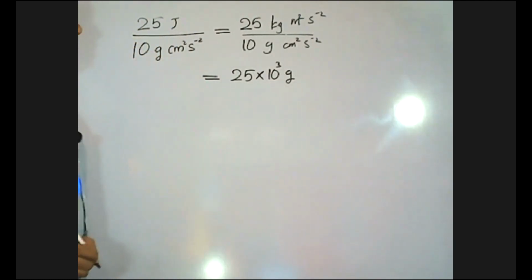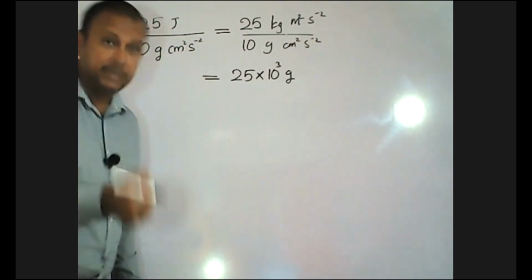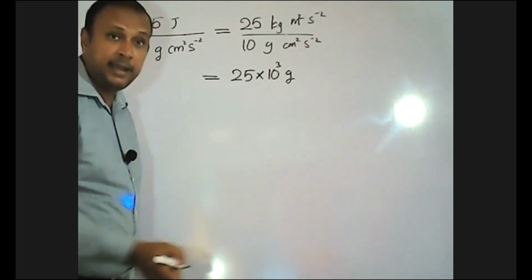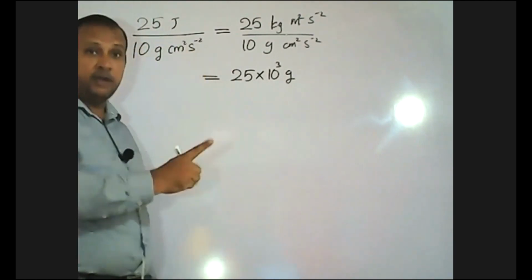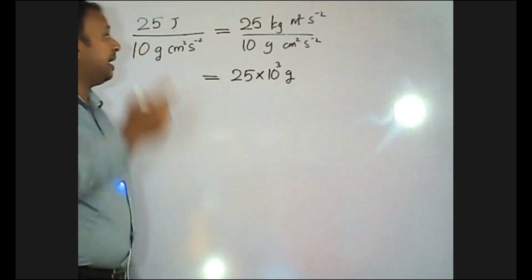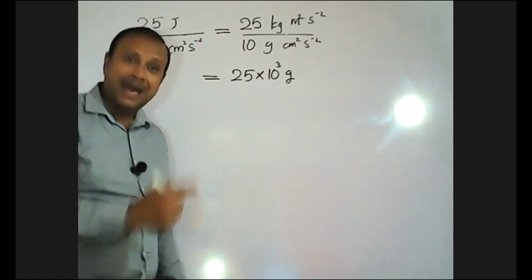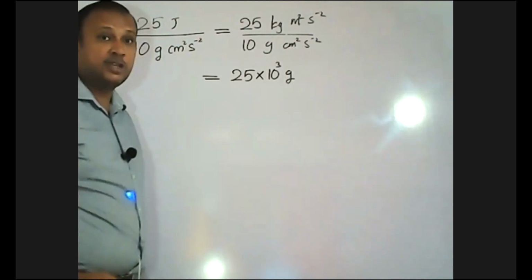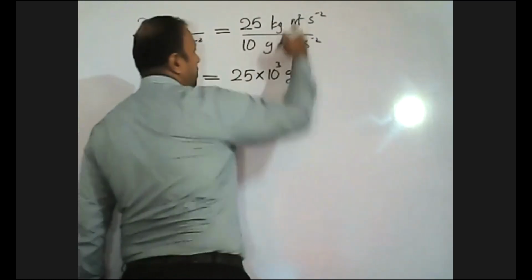Then meter square into centimeter. Again, meter is the largest scale, centimeter is the smallest scale. So if I convert meter into centimeter, I have to convert a large scale into a small scale. So I have to multiply.